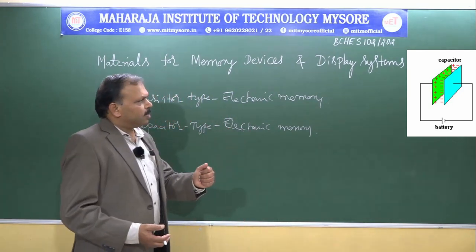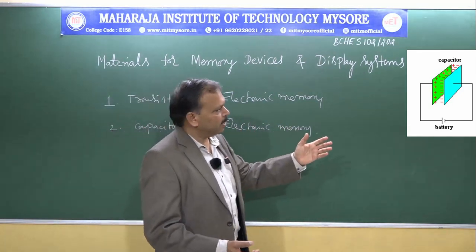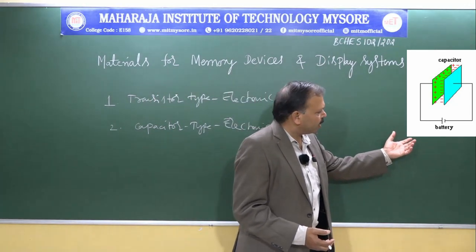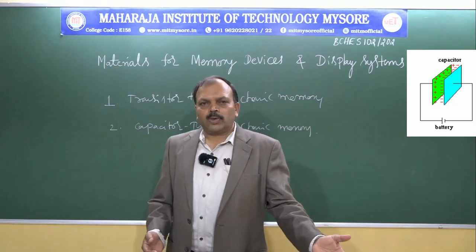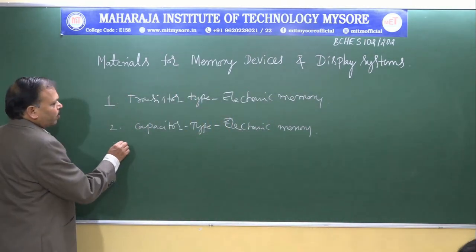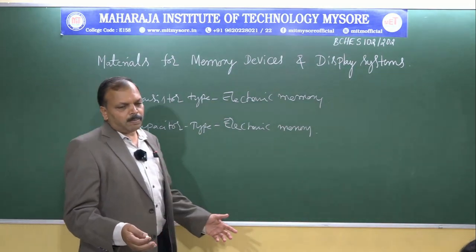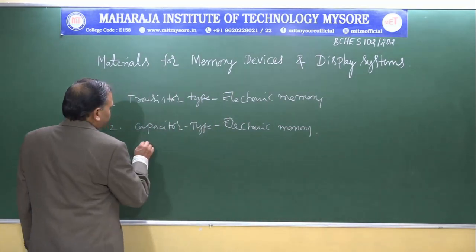The diagram of the capacitor type memory can be seen here, the parallel plate capacitor, as we are aware. Next, coming to the third type of electronic memory, that is resistor type electronic memory.